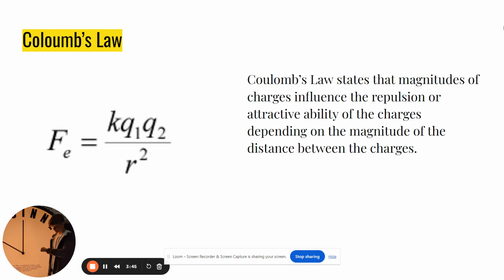Coulomb's law states that the magnitudes of charges influence the repulsive or attractive ability of the charges, depending on the magnitude of the distance between the charges. This makes a difference, especially when you have line charges, because for point charges, the distance is just the center of one charge to the center of another charge. For line charges, the distance could be across the entire object, or they could be right next to each other. So it influences the way the charges interact.